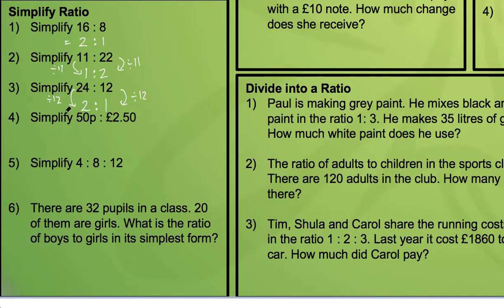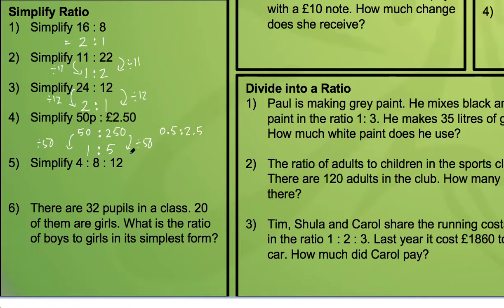For this kind of problem, we need to make sure that everything's in the same units first. So I can turn that into 50 to 250 pence. I could also have turned it into 0.5 pounds to 2.5 pounds. Either way is fine. Divide both sides by 50 here. I get 1. 50 goes into 250 5 times.